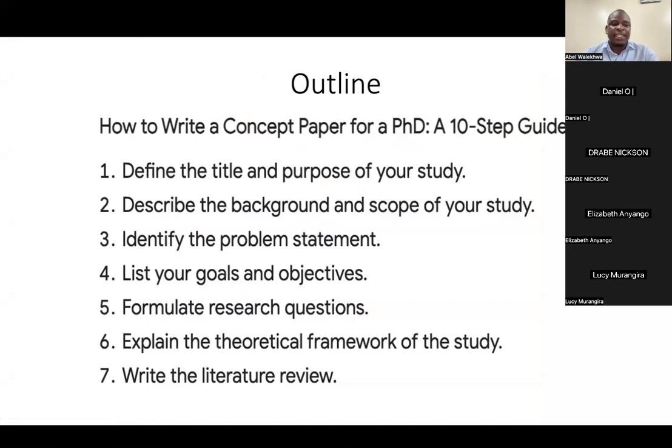Number 1, they are advising that we need to define the title and the purpose of the study. We'll get to it shortly. You need to describe a small background and the scope of your work. But very interesting, and which for me I want to emphasize strongly, is that you need to identify the research problem that you want to address.